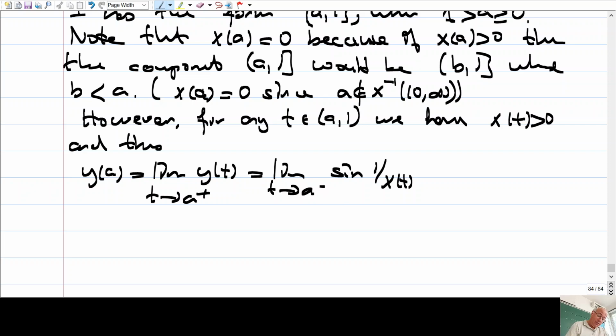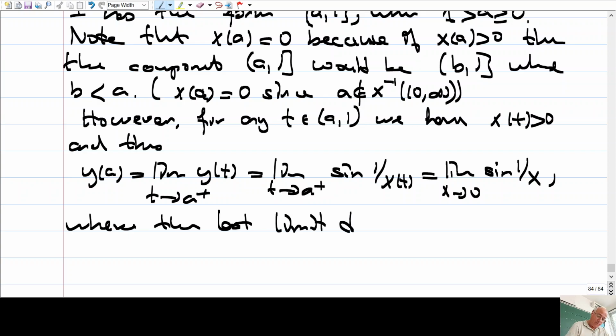Okay, but when t goes to a, x goes to 0. Therefore, this limit is just the limit of sine(1/x) as x goes to 0, and this limit does not exist. Okay? So that's the contradiction. y(a) is a real number, and it cannot be the limit of this expression. Why did we arrive at this contradiction?